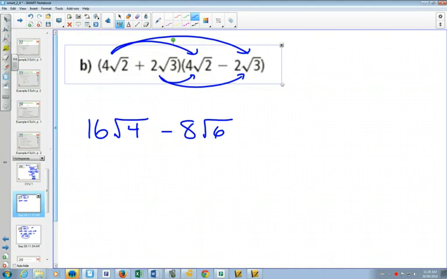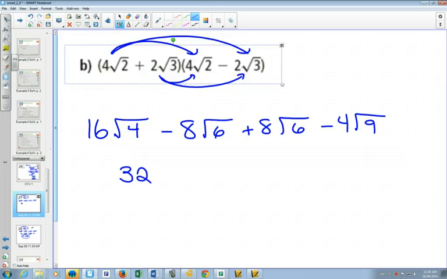Inside ones, 2 times 4 would be positive 8. Root 3 times root 2 would be root 6. And the last ones, 2 times a negative 2 would be negative 4. Root 3 times root 3 will be root 9. I can simplify the square root of 4. It's 2. 2 times 16 is 32. Maybe you already see these two are like radicals and will cancel out, so you're going to save some time by not rewriting them. And the last one, minus 4, square root of 9 is 3, so when I multiply that together, I'll get minus 12. And 32 minus 12 is 20.